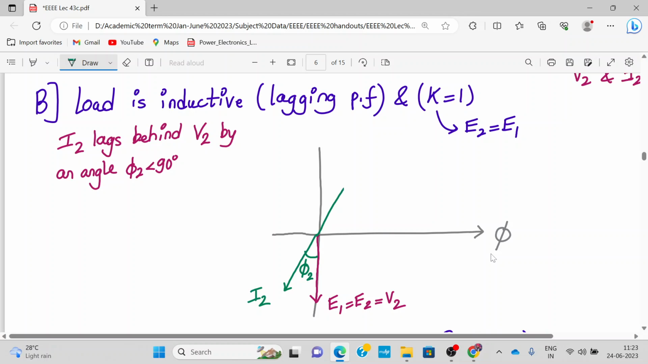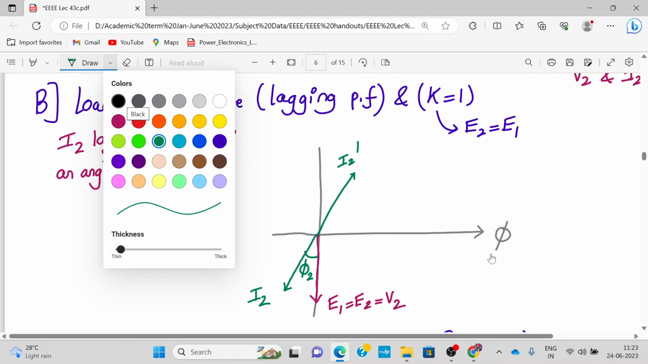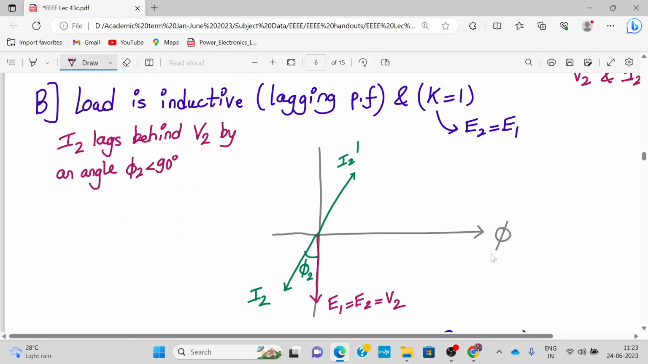This is I2, so this will be I2 dash. Now how will we draw it? This is E1, so V1 will be in antiphase with E1, right? So let me draw it over here. This is V1. Now where will I draw I0? I0 bar is lagging, it's leading the reference phasor. So this is your I0 bar, let me use a different color.